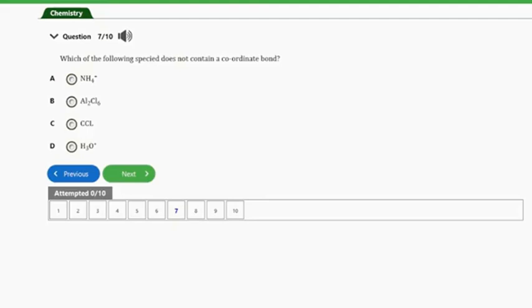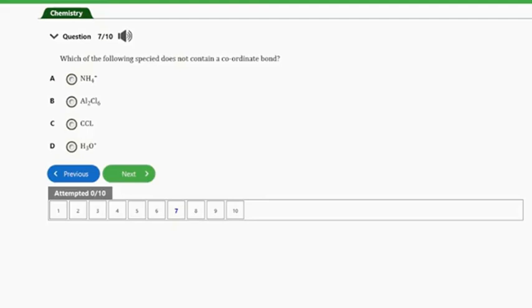Option A, we have ammonium ion. Option B, we have aluminum chloride. Option C, we have carbon chloride. And option D, we have hydroxonium ion. So guys, looking at this here, the only option here that does not have a coordinate bond is carbon chloride here. So guys, all these other elements have a coordinate bond.